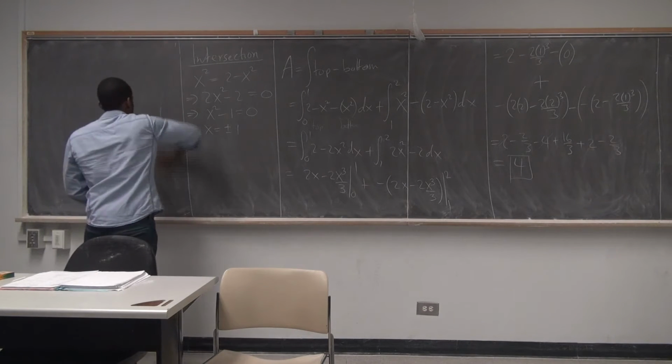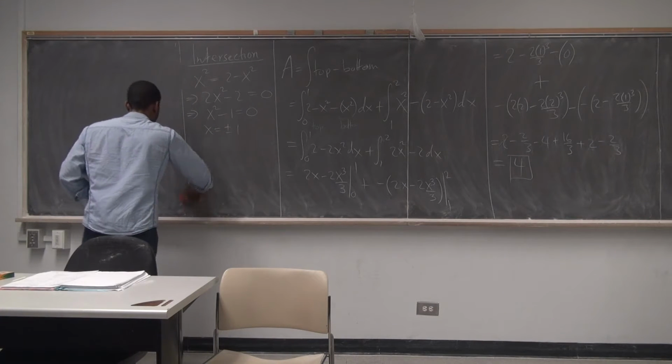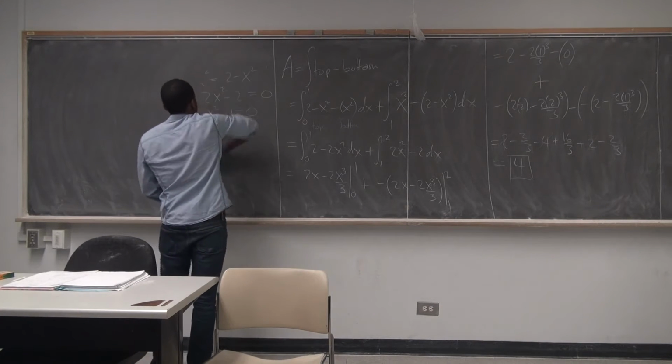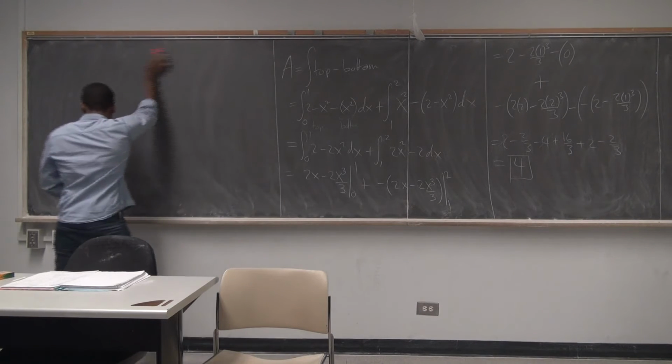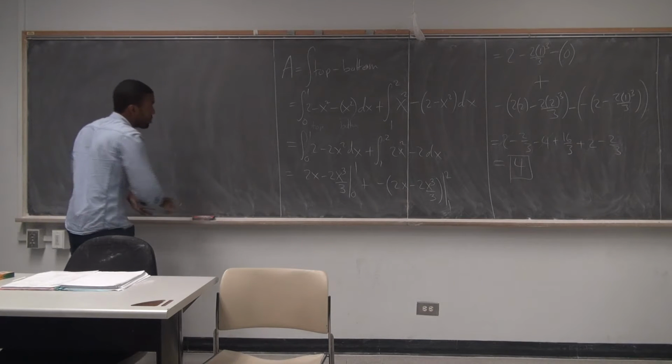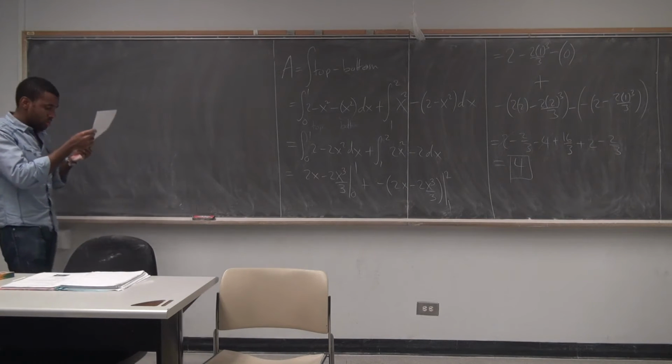So if limits are given, pay attention, because it might not be that the intersection points are really what's going to tell you what to do. If limits are not given, then you rely on the intersection points, because there's no other way to really determine where you want to stop. Let's do another one.